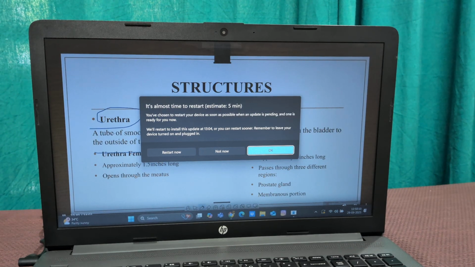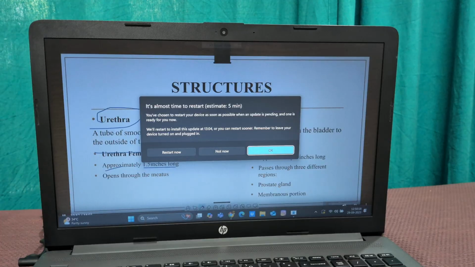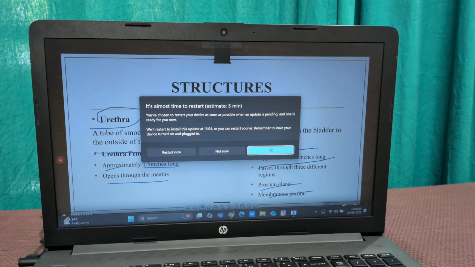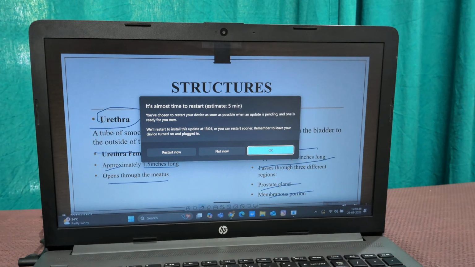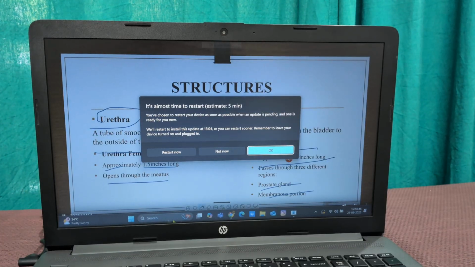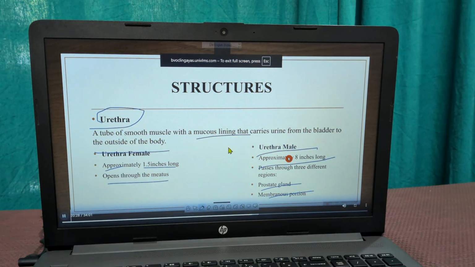The urethra's size varies in males and females. In females, it is very short, approximately 1.5 inches long, and in males, it is approximately 8 inches long. In females, it opens through the meatus, while in males, it passes through 3 different regions: the prostate gland and the membranous portion. The length of the urethra is the reason why females are more prone to urinary tract infection than males.